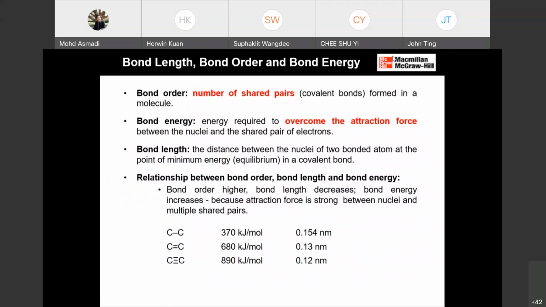For example, this one, triple bond, right? Bond order, they have three pairs, three shared pairs. So energy is higher compared to double bond, and the length becomes shorter compared to the double bond and single. So meaning that the energy required to cleave the bondings depends on the bond order as well as bond length.